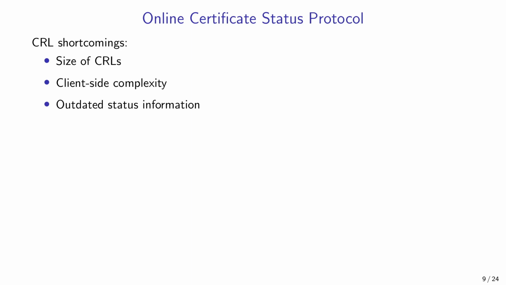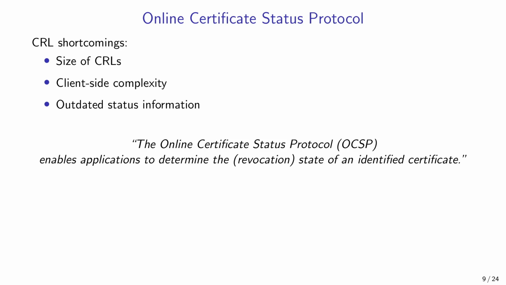Then the most important problem is that CRLs contain outdated status information, as they are not updated instantly. The solution here is the Online Certificate Status Protocol, OCSP, which enables applications to determine the state of a particular certificate. Since this is an online protocol, it can provide real-time information about the certificate. Here we don't have to download the whole blacklist. We can ask for validity information about a particular certificate of interest.